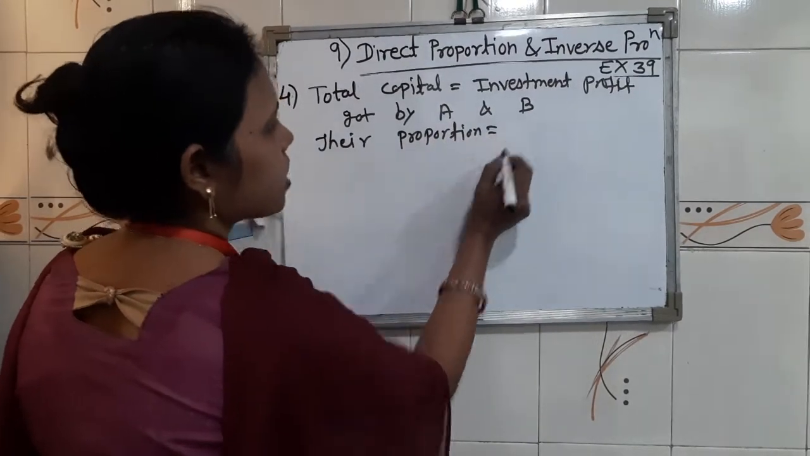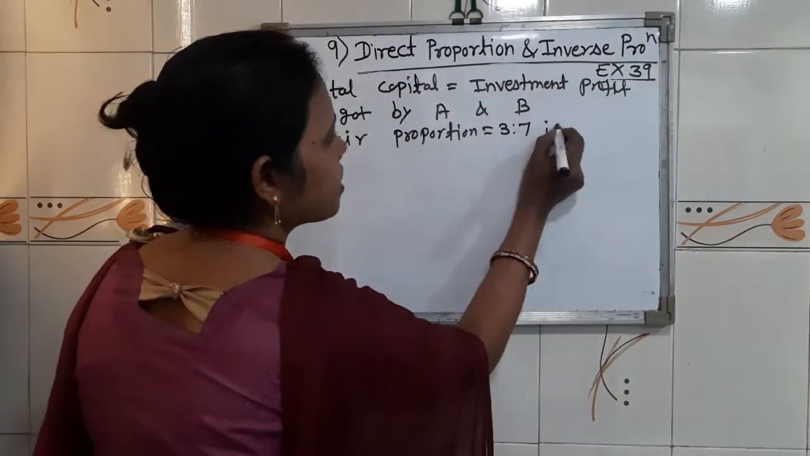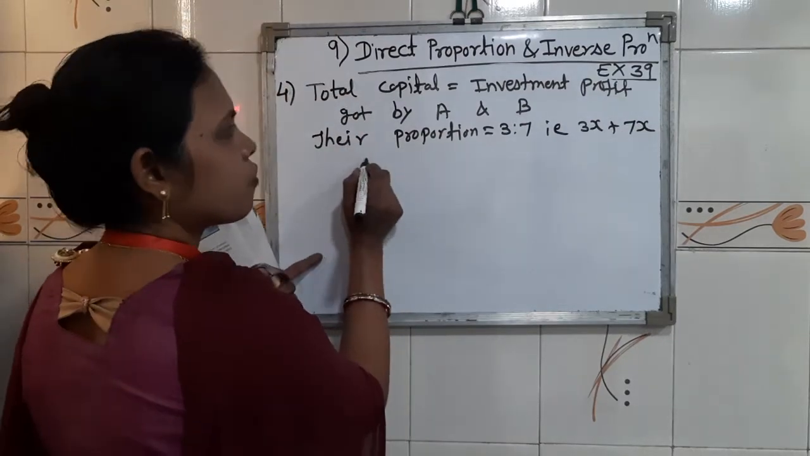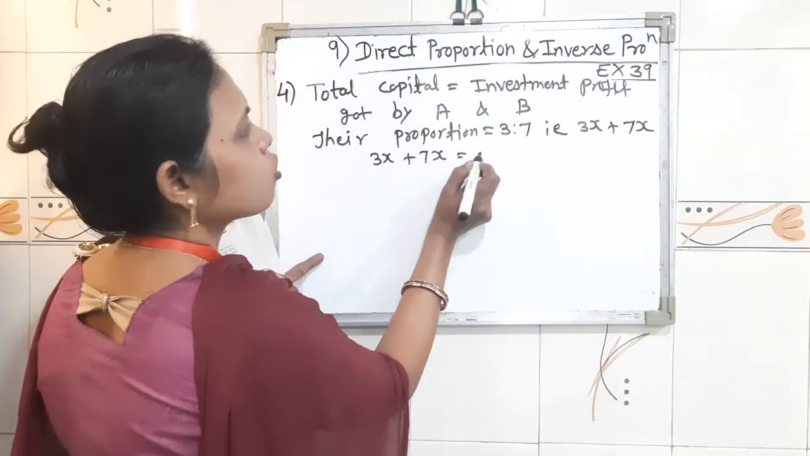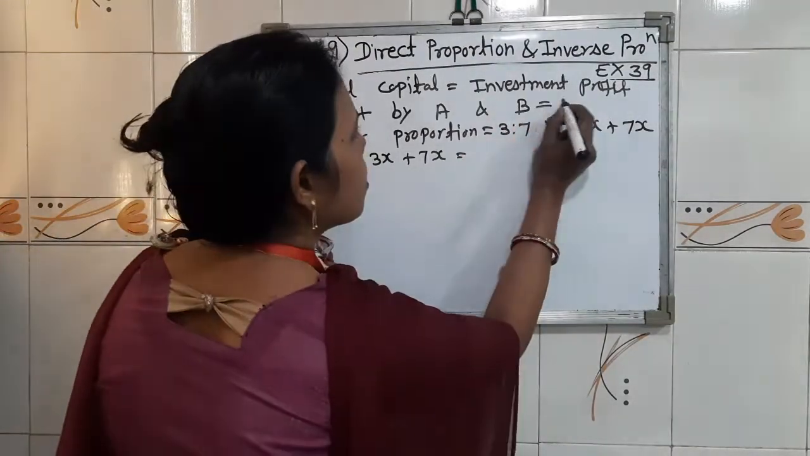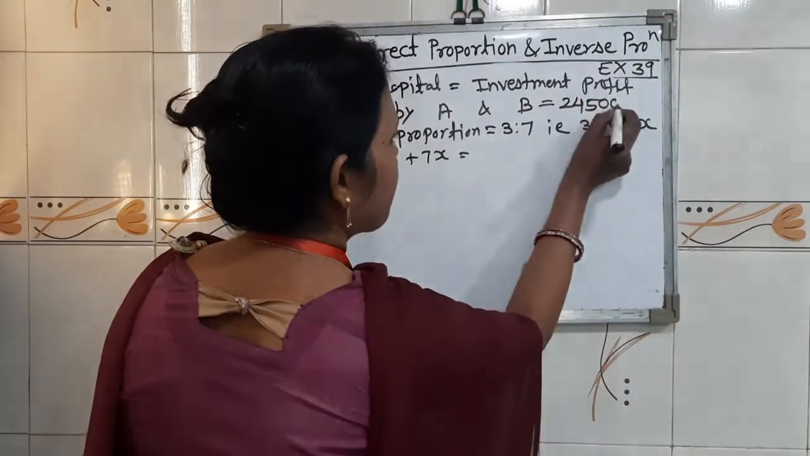equal to 3:7. That is 3x plus 7x. Therefore children, 3x plus 7x equal to profit here, 24,500 rupees.